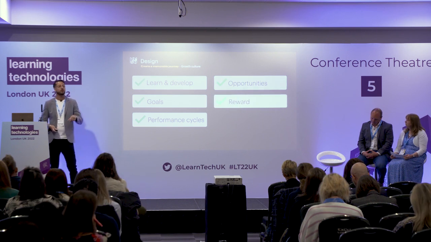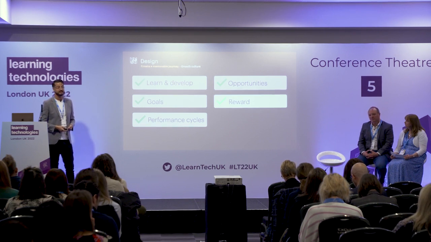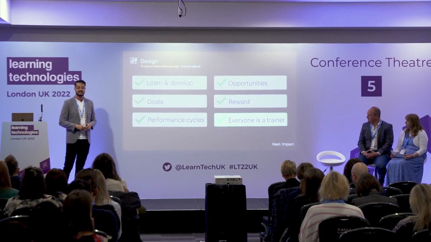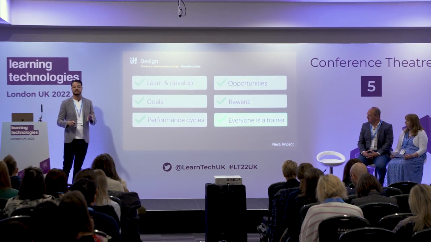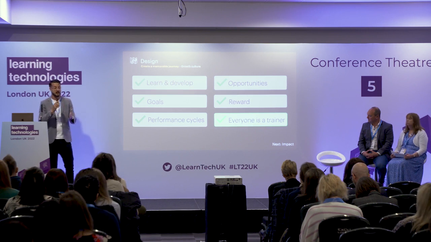Number 5, reward. What is your philosophy? Be transparent, show you're fair, and show they've got a lot to get at this company. That's why they should be here. And number 6, everyone is a trainer. So everyone's a trainer. This is one of my most effective tactics to winning a few awards and being a finalist in a few places.